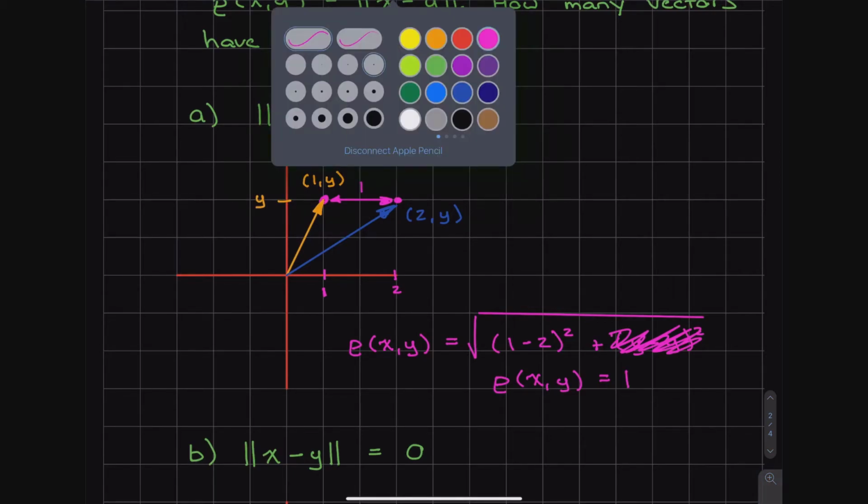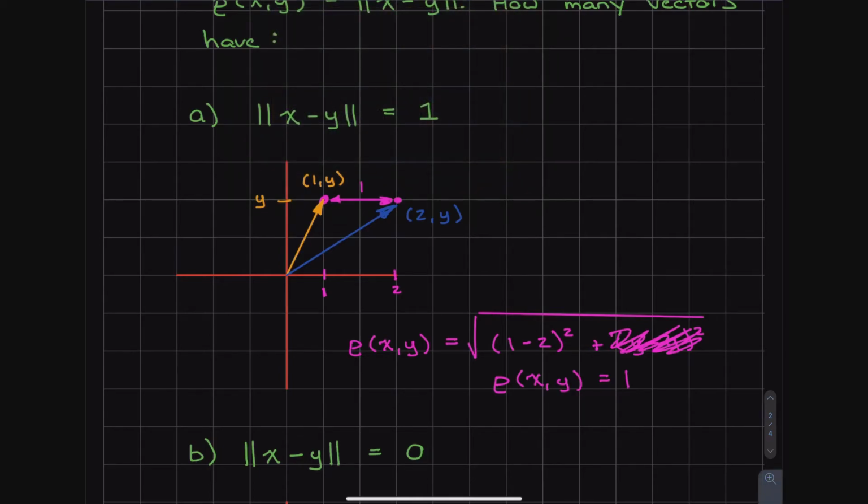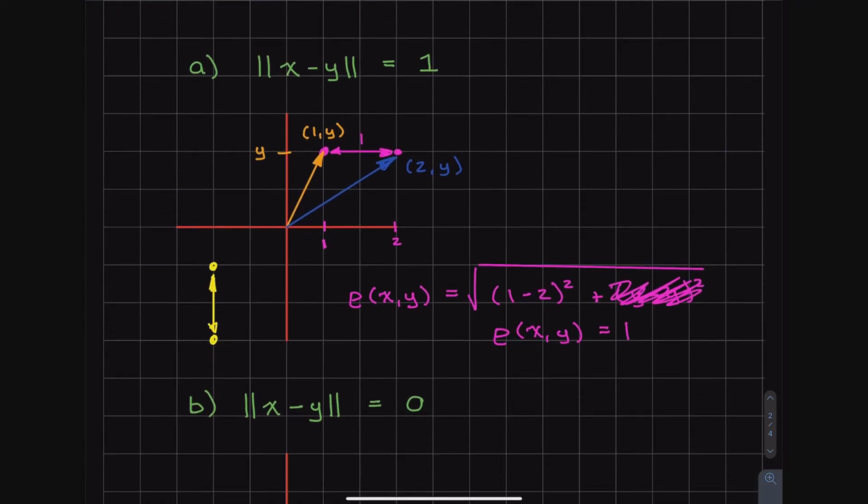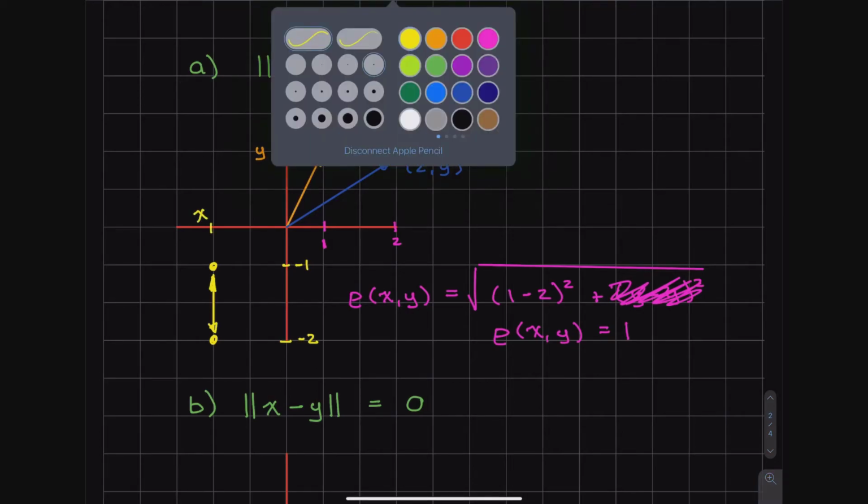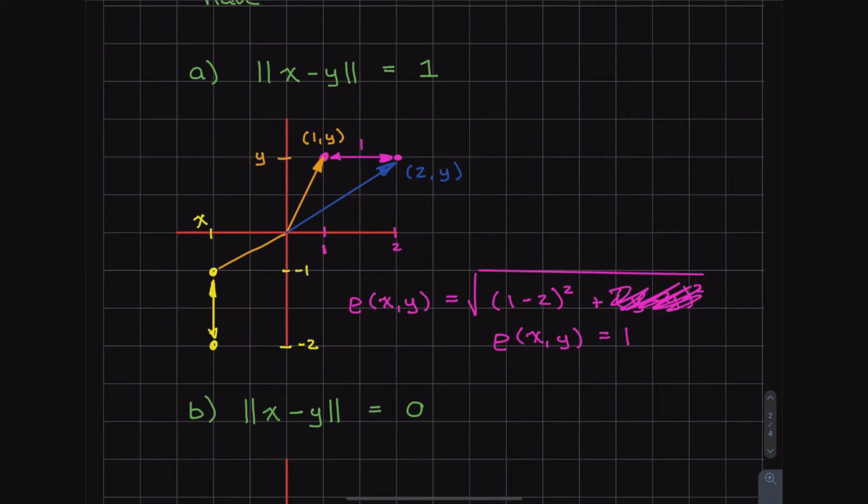So instead of doing a horizontal one like this, what I could have done is I could have picked a point, let's say a point here and a point here, and the distance between these two like this is going to be equal to 1. So let's say that these values are at negative 1, and then down here is negative 2, and then this is the value x. And then I could have just made 2 more vectors. So like something going like this. And then I could have had a second one going downwards like this.